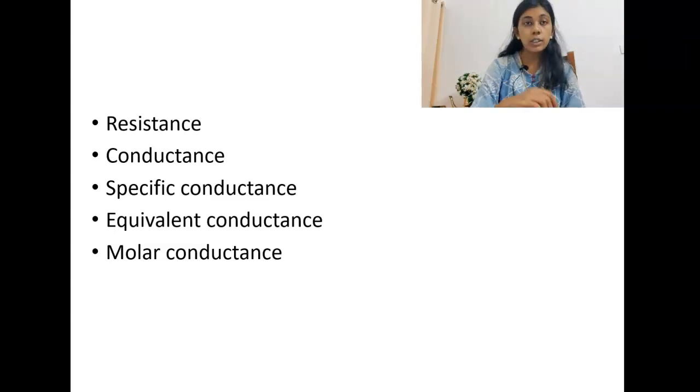And the next term that we usually see in ionics is the specific conductance or conductivity. It is the reciprocal of specific resistance, and it is defined as the conductance of 1 centimeter cube of the solution. And you have equivalent conductance, which is the conductance offered by 1 gram equivalent of an electrolyte. And we have molar conductance, which is the conductance of a solution containing 1 mole of that particular electrolyte. So these are the simple terms that are related to conductance and conductivity.